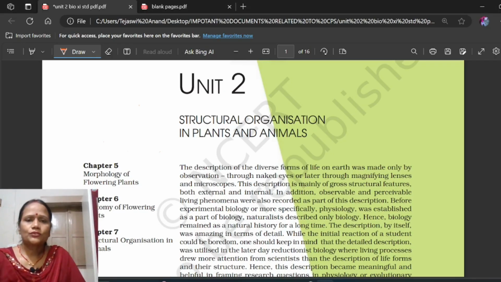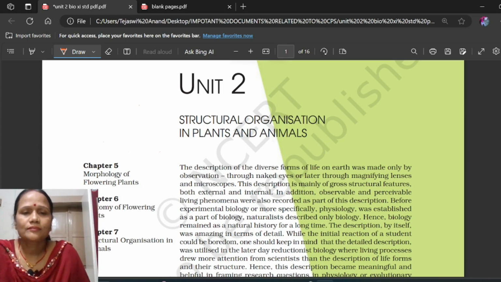Hello dear students, today is the class for standard 11. This is unit 2, structural organization in plants and animals. As you know very well, we have to focus upon the NCERT book very well so that you can compete in all competitions, along with cracking the board examination with good marks.